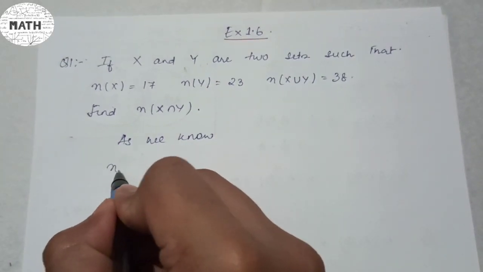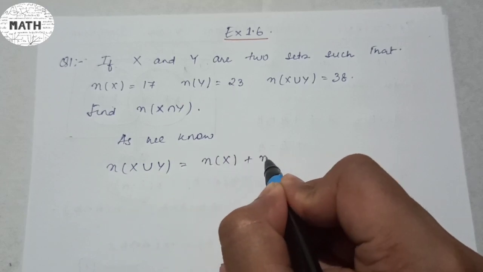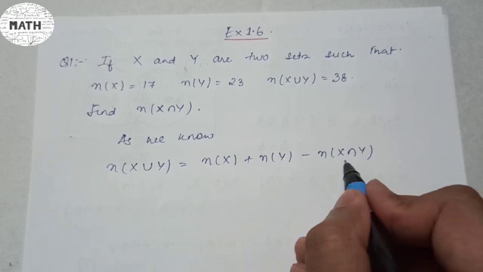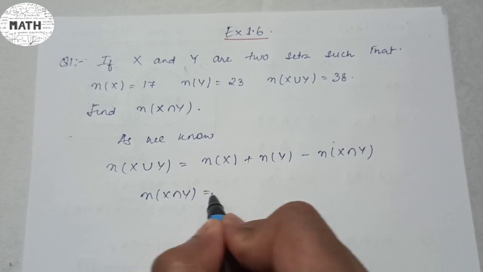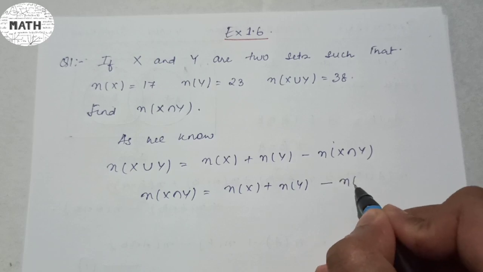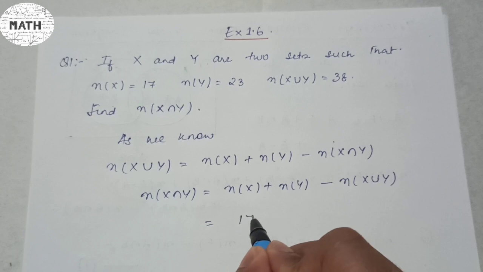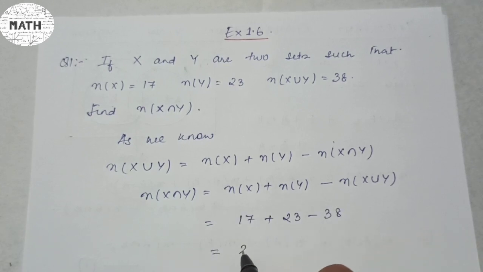As we know, n of x union y happens to be n of x plus n of y minus n of x intersection y. So I have to find this one. I'll just bring this one over here. So that will be n of x intersection y is equal to n of x plus n of y minus n of x union y. So which would be 17 plus 23 minus 38, which is nothing more than 2. So that's your n of x intersection y, and that happens to be your answer.